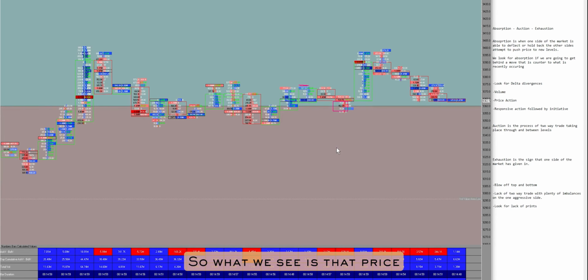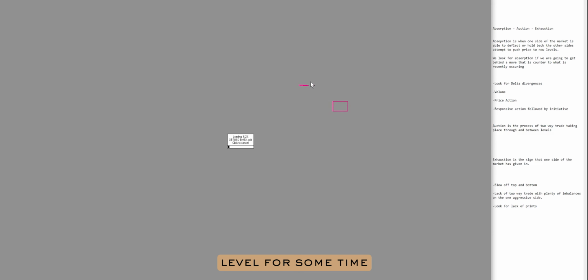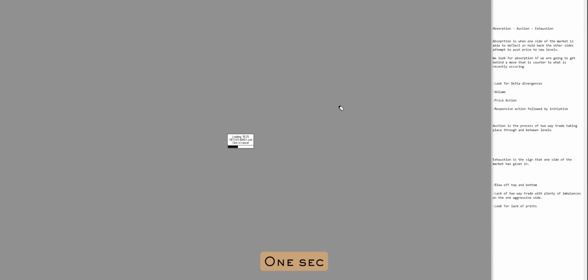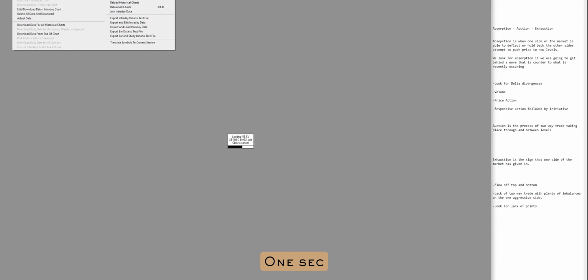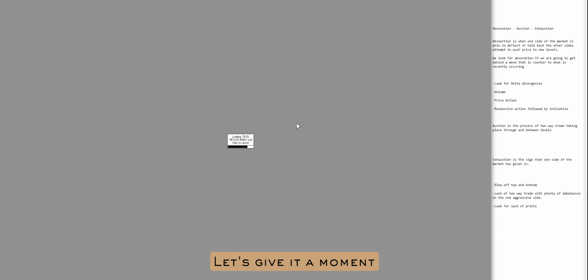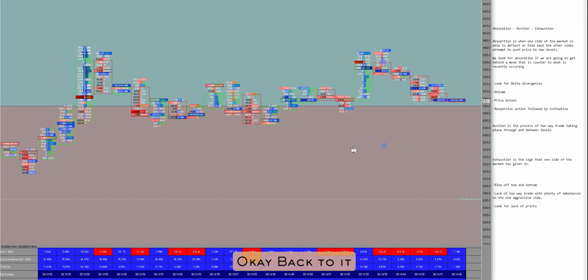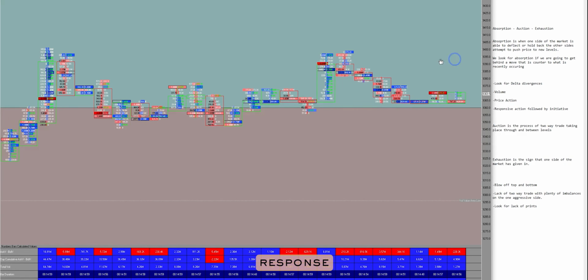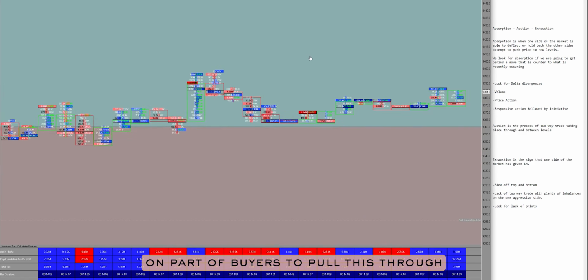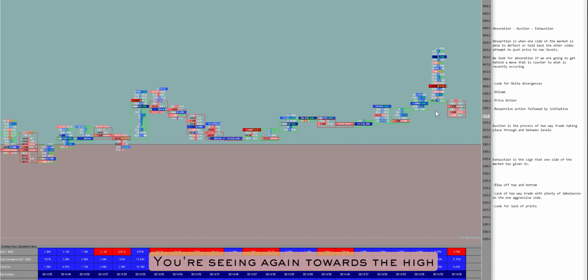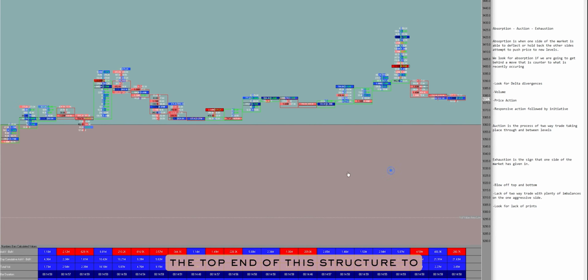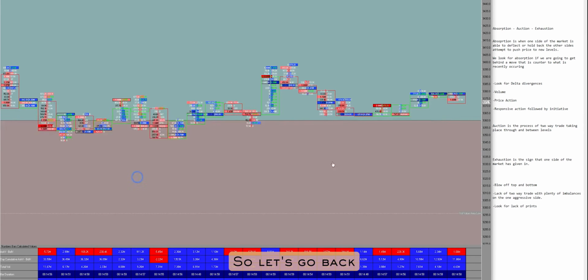So what we see is that price sort of respects this level for some time. Okay, back to it. But again, really not much of an active response on the part of buyers to pull this through. You're seeing, again, towards the high, unable to close up at the high. More passive buying, though. But there's really no sign that we're closing towards the top end of the structure to show strength. So let's go back.